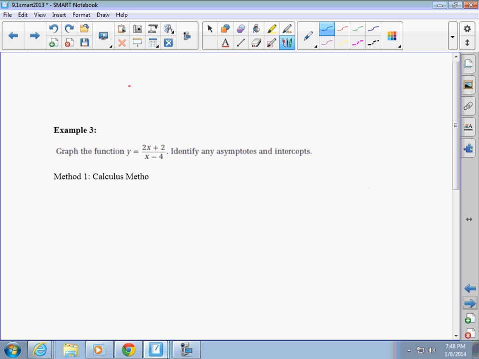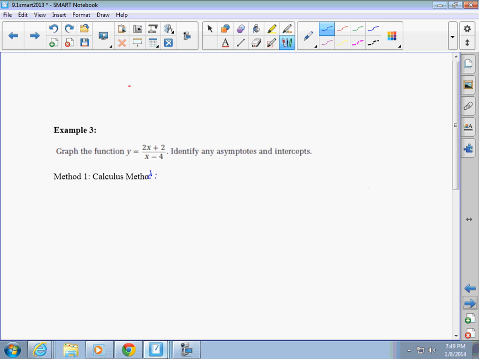Okay, next example. It says, graph the function y is equal to 2x plus 2 over x minus 4. Identify any asymptotes and intercepts. Okay, so the first way we're going to do this is the calculus method.